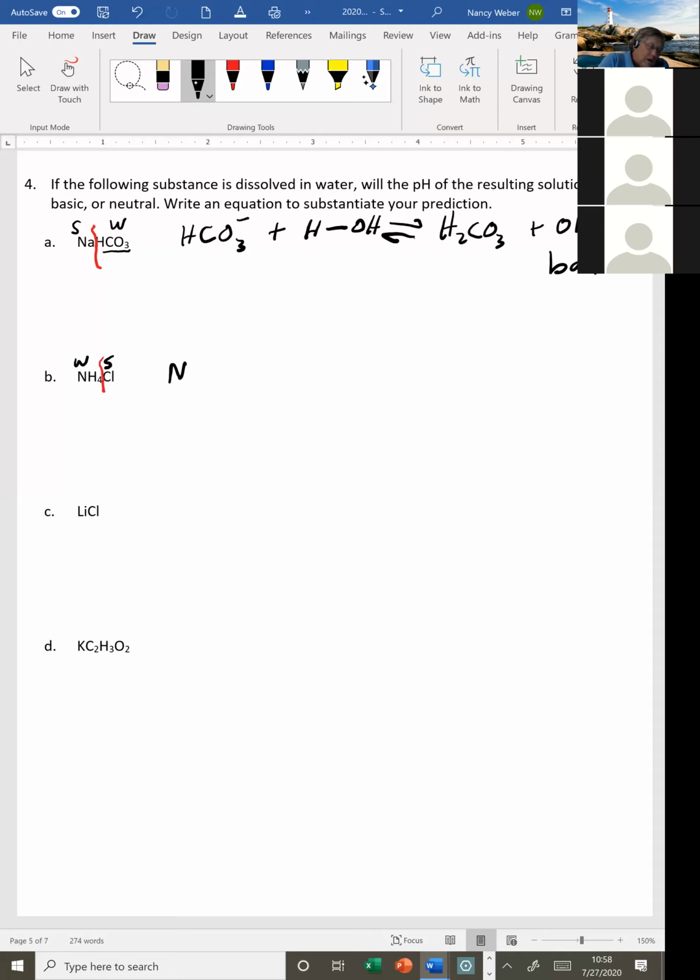So let's take the ammonium ion plus water, and it's in equilibrium because it's weak. It's going to form NH4OH, and it will leave off hydrogen ion. So if I have hydrogen ion left, is it going to be acidic or basic? Right, this is acidic.